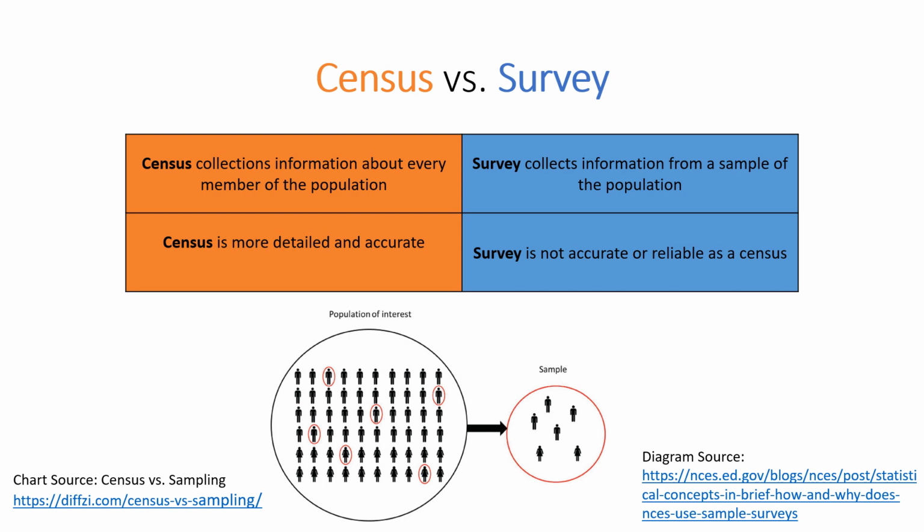On the other hand, a survey collects information from a sample of the population. Conducting and analyzing a survey is cheaper and less time-consuming than a census, but the drawback is that a survey isn't as reliable or as accurate as a census.